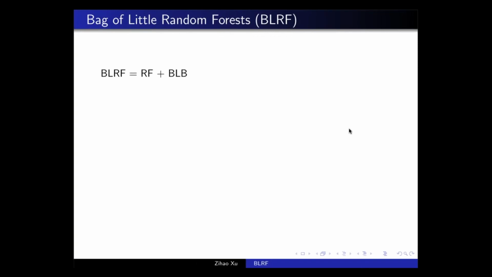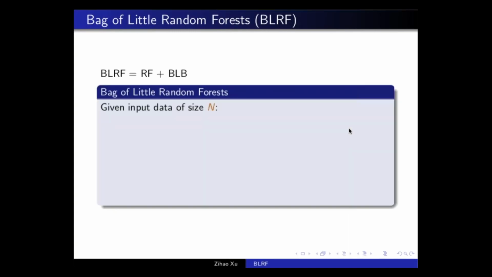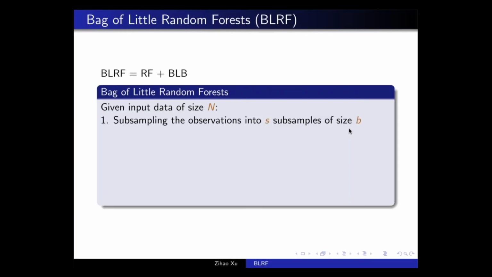It turns out that random forest and Bag of Little Bootstraps can be beautifully combined into this new machine learning algorithm called Bag of Little Random Forests. Essentially, BLRF starts again with a data set of size n. It subsamples the observations into S subsamples of size B.